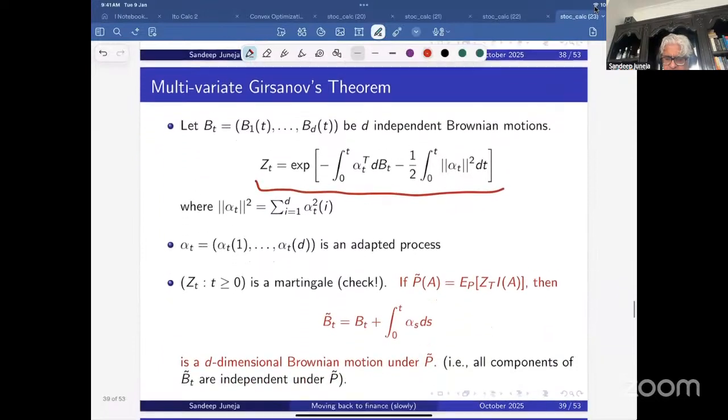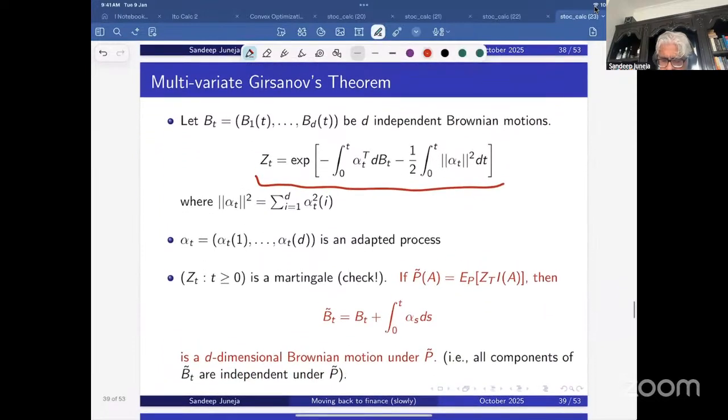So now we come to the multivariate Gaussian theorem. It's exactly similar to the single variate setting. Now we have these d integrals here. Alpha t is basically a vector of d processes. These are all adapted processes, so alpha t could be dependent on all the Brownian motions till time small t. And this is again a normalization constant. So everybody with me so far?